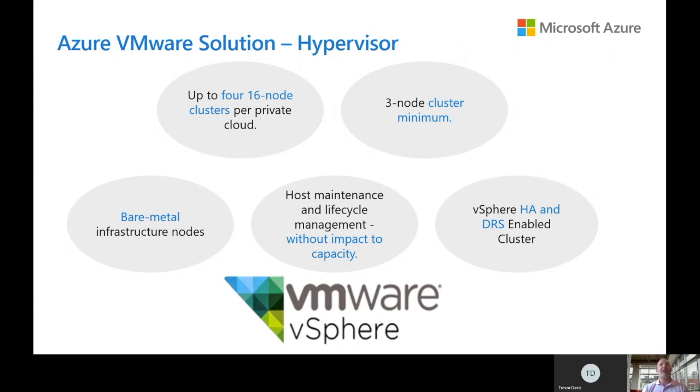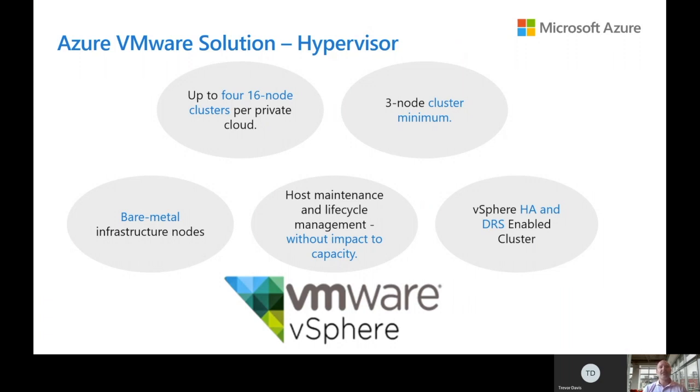What we call a private cloud, which is a construct within Azure that your clusters would be deployed into. We can support 4 16-node clusters per private cloud, and that number will be changing over time. But at the moment, 4 16-node clusters per private cloud. You can expand and have multiple private clouds if you needed to. 3-node cluster minimum, so basically 3-node up to 16-node cluster.